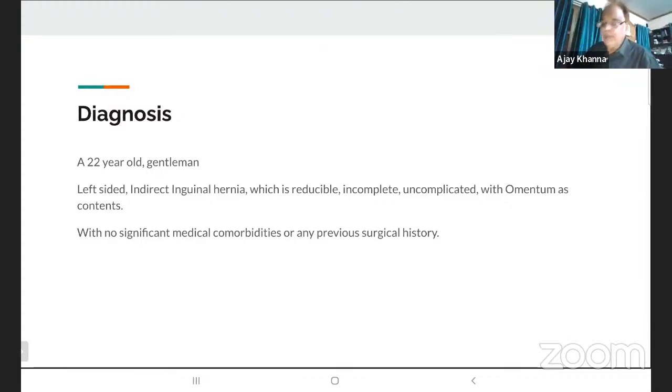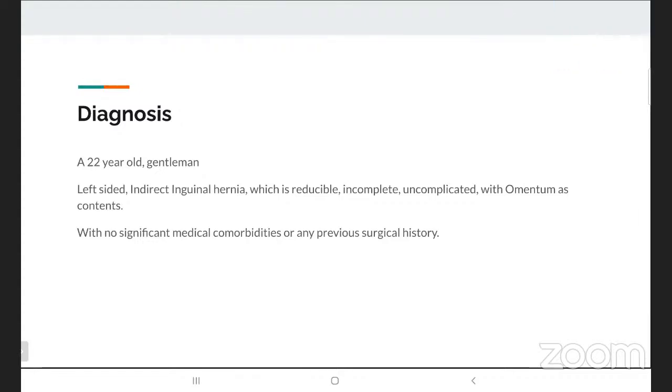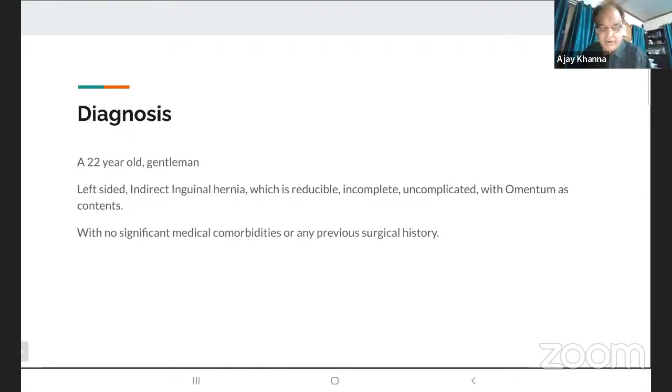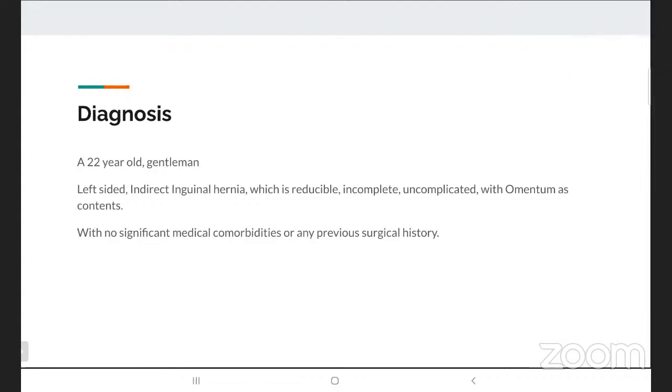So when you're doing the open hernioplasty, what are the various nerves you are going to encounter? So we're going to encounter the iliohypogastric nerve, the ilioinguinal nerve, and the genital branch of genitofemoral nerve. Where do you find the ilioinguinal nerve? Ilioinguinal nerve is 2 to 3 centimeters above the anterior superior iliac spine, and it courses.